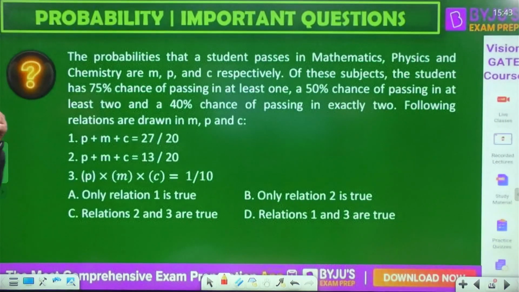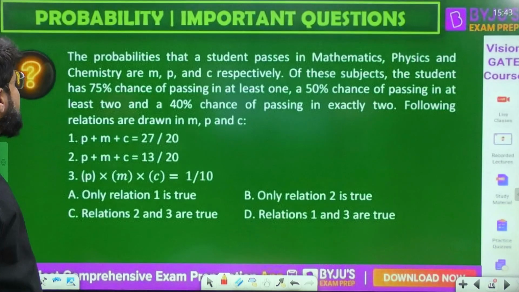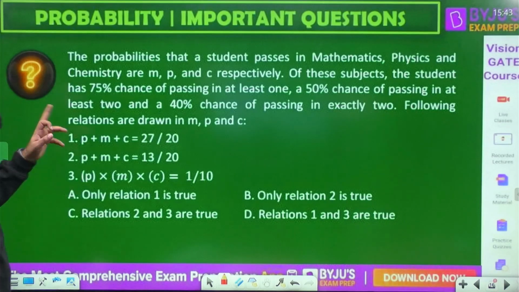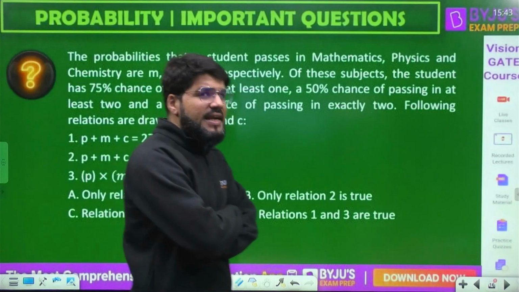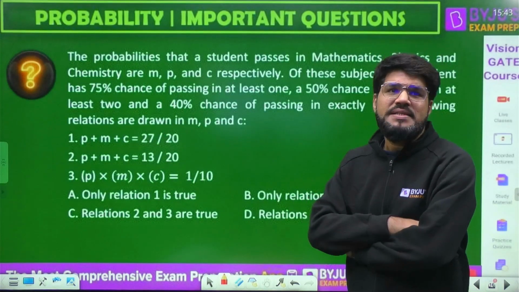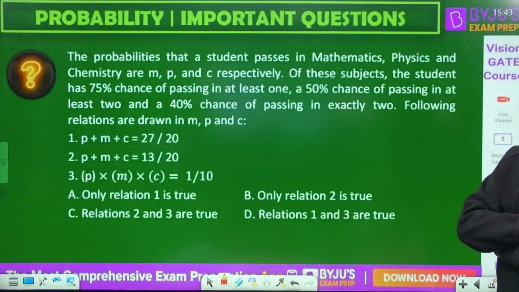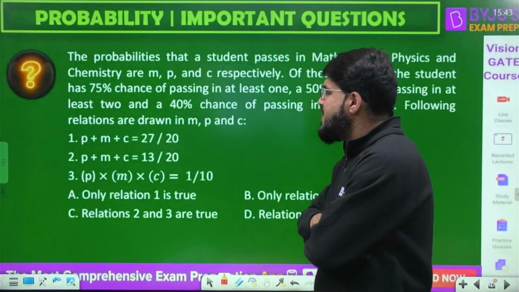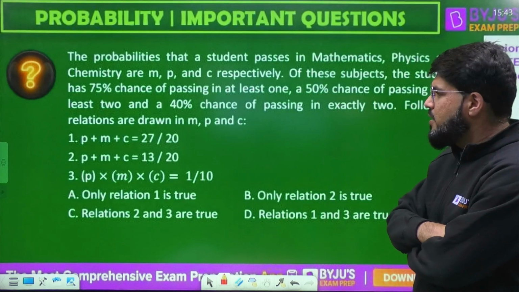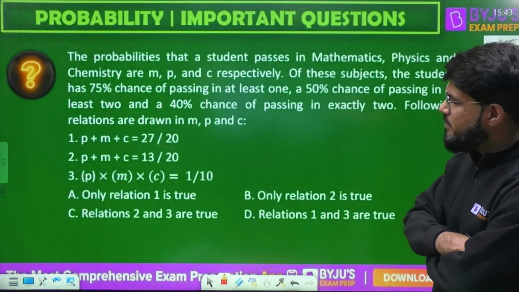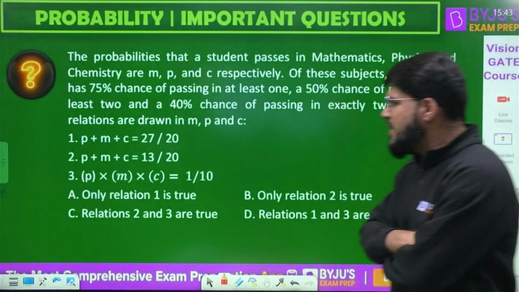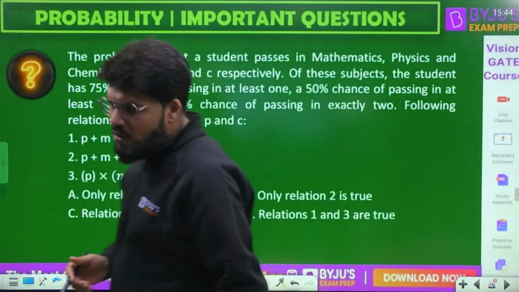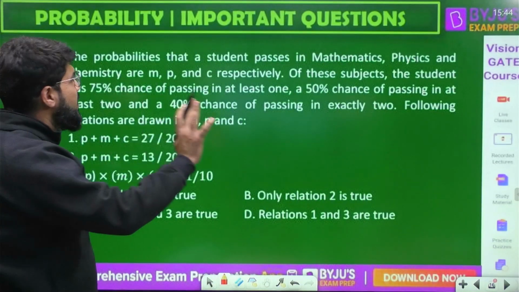The probability that a student passes in mathematics, physics, and chemistry are M, P, C respectively. Of these subjects, the student has 75% chance of passing in at least one, 50% chance of passing in at least two, and a 40% chance of passing in exactly two. And the following relations are drawn in MPC: P plus M plus C is 27 by 20. P plus M plus C is 13 by 20. P into M into C is 1 by 10. Which of the relations are true? So there are three events: mathematics, physics, and chemistry.